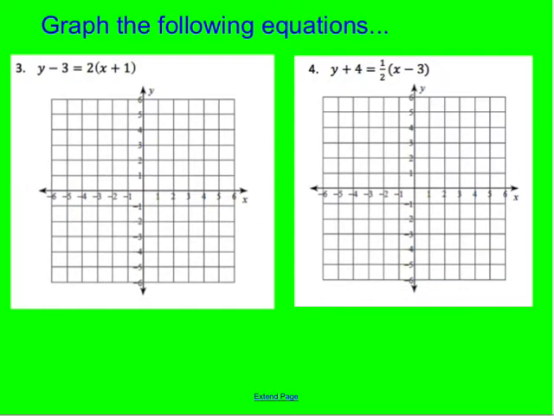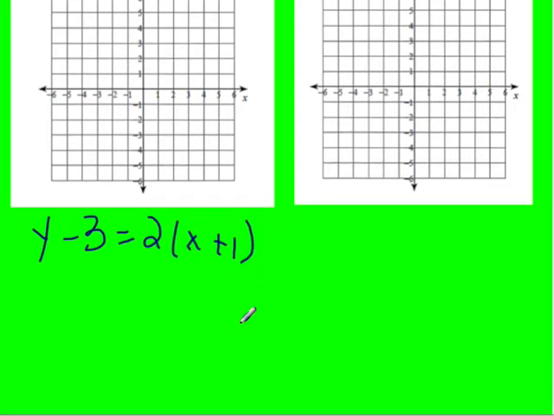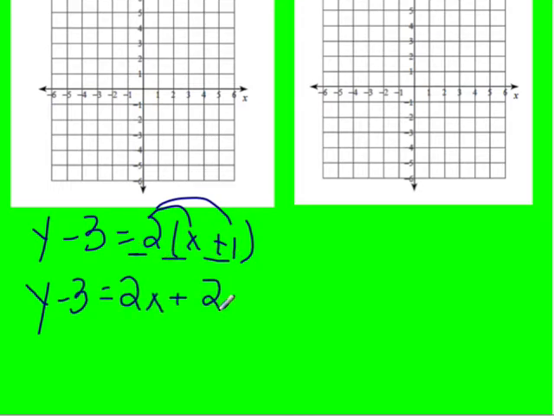So let's take a look at 3 and 4. 3 and 4 get a little bit tricky because we need to put them into slope-intercept form. So we have y minus 3 is equal to 2 times x plus 1. In order for us to graph this, we need to distribute in that 2. So I have y minus 3 is equal to 2x plus 2. So I've now distributed that.